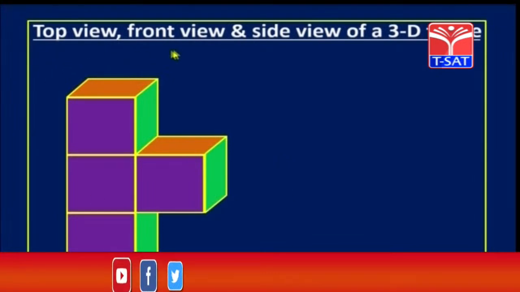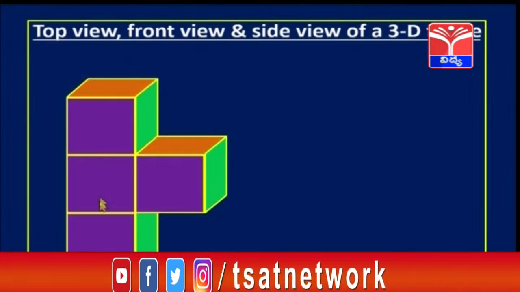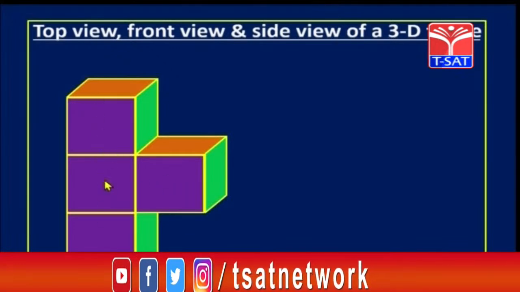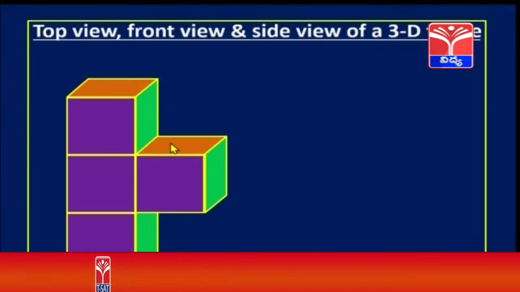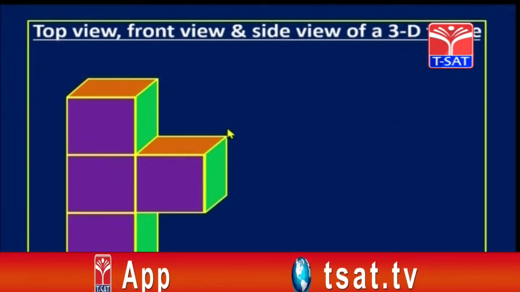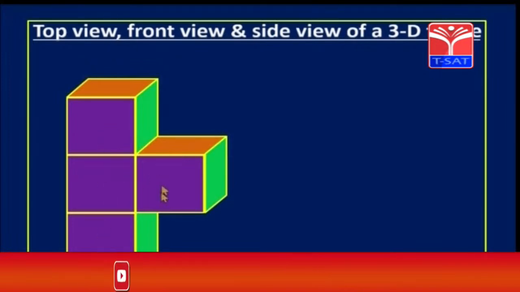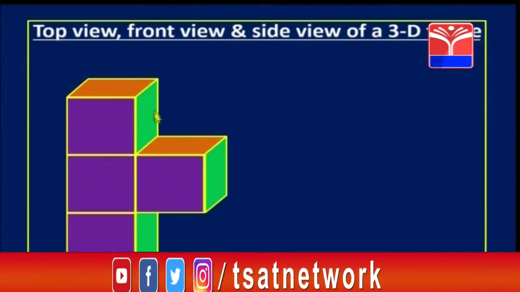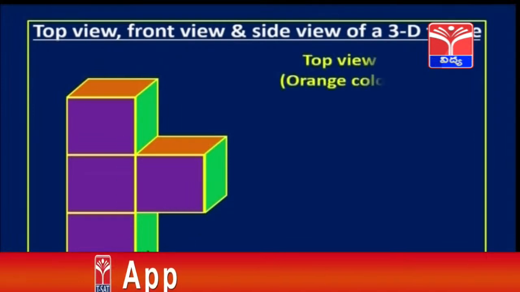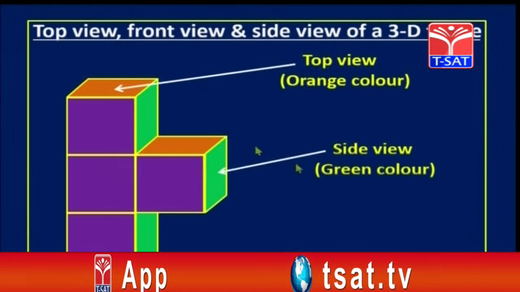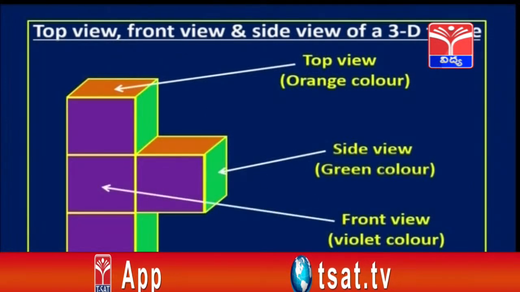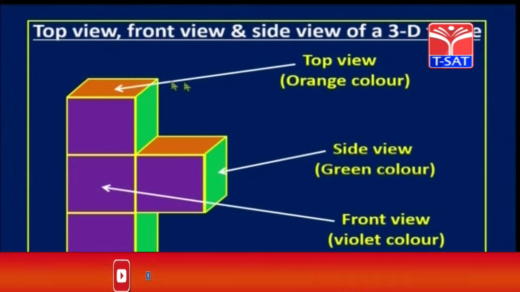Children, let us understand what is top view, front view and side view of a 3D shape. Children, what are you observing on the screen? Yes, we have 4 cubes. Children, if you want to see this from the top, I have taken a separate color, that is orange color. From the side you can observe green color. From the front side you can observe violet color. Are you observing, children? Here I have taken 3 different colors, one for top view, one for side view and one for front view. So top view only orange, children, here, side view green and front view violet. So like this you can understand how you can view a 3D figure.